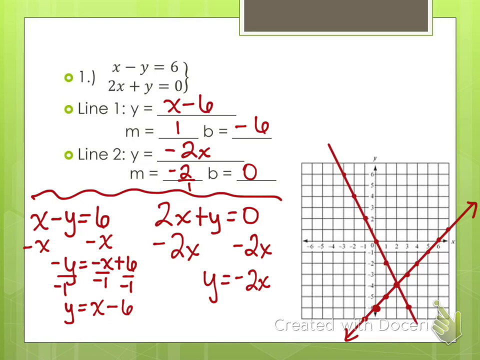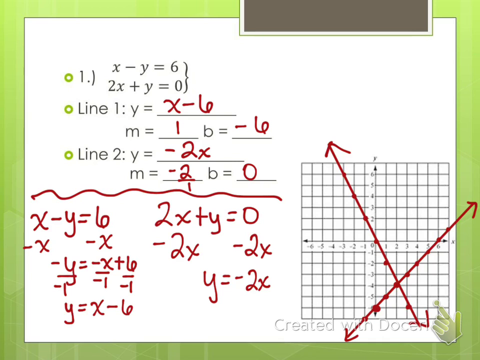Can't seem to get it on there. There we go. There's our second line, but we're not done. We have done a lot of work, but that's all that it is so far, is just work. What is our actual answer?